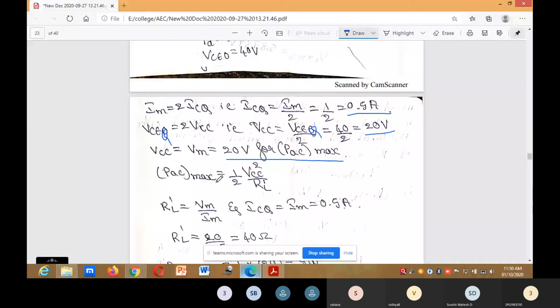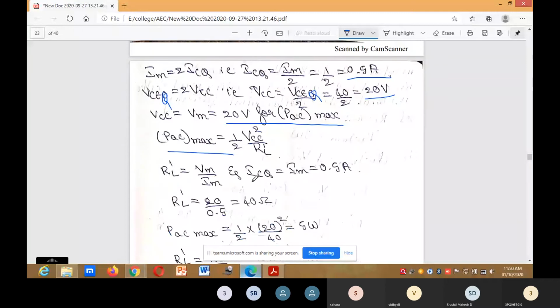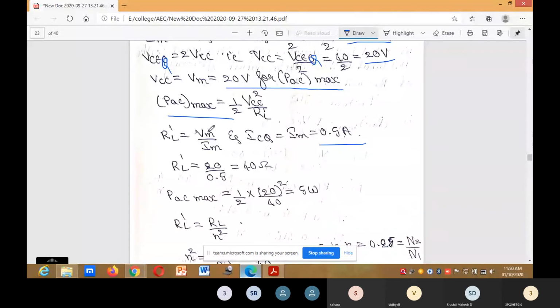PAC maximum formula is 1 by 2 VCC square divided by RL dash. RL dash is equal to what? Again, RL dash is equal to VM divided by IM. IM value is 0.5. So substitute VM value is 20. 20 divided by 0.5, you will get 40 ohm. Now we know the value of RL dash. We can find out the PAC maximum is equal to 1 divided by 2 into 20 square divided by 40 is equal to 5 watt.